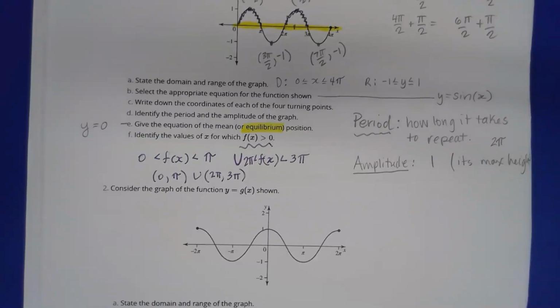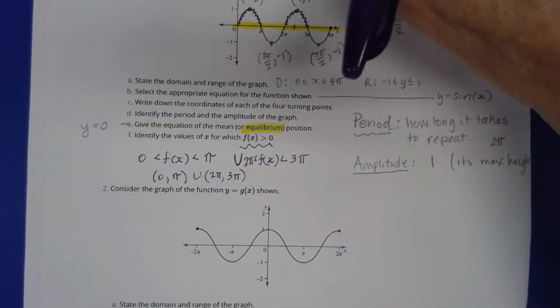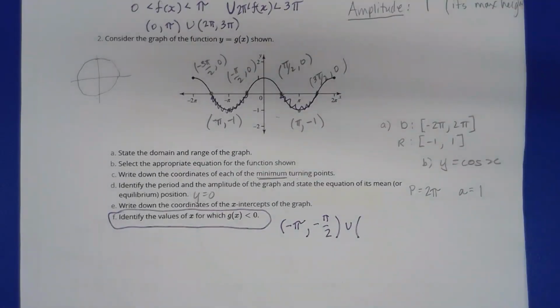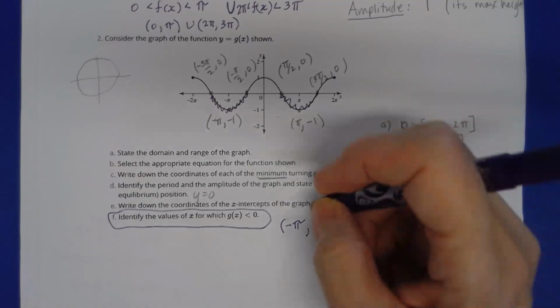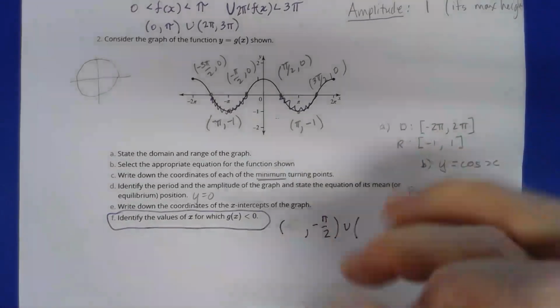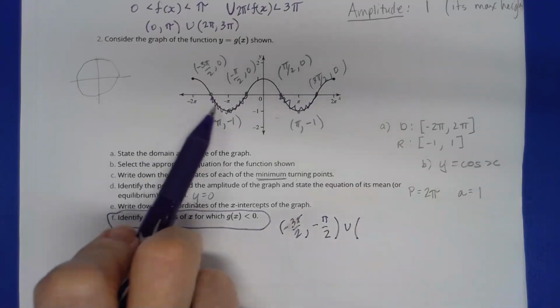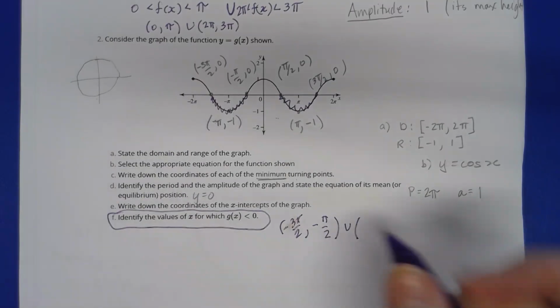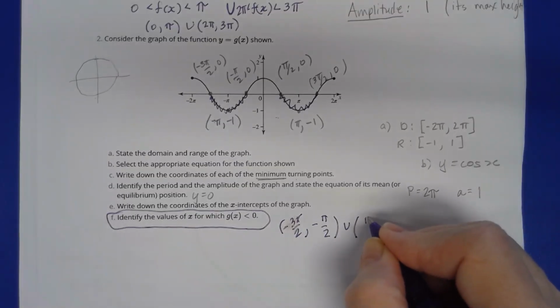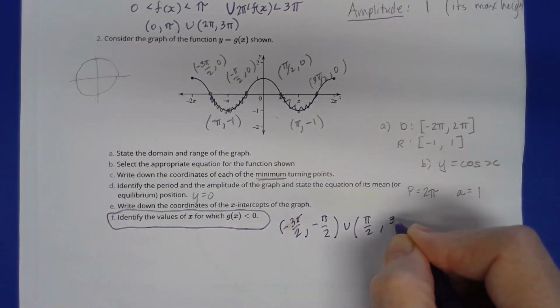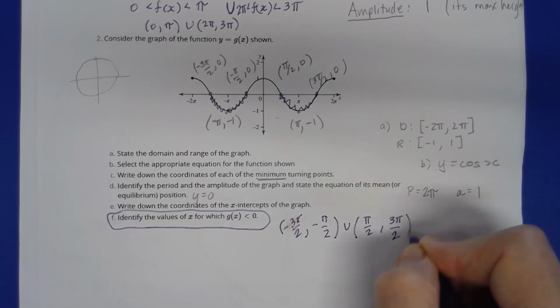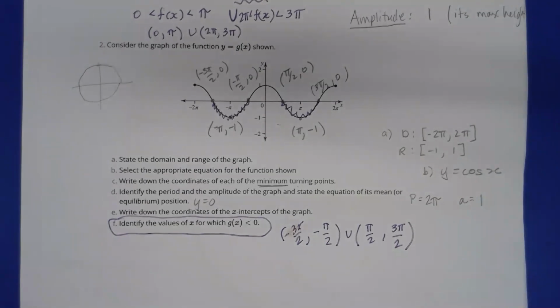Sorry. Yes. Oh, yeah, yes. Sorry. Good girl. Thank you. -3 pi on 2. That's -3 pi on 2. I'm sorry. To negative pi on 2. And then from pi on 2 to positive 3 pi on 2. Okay. Yep.